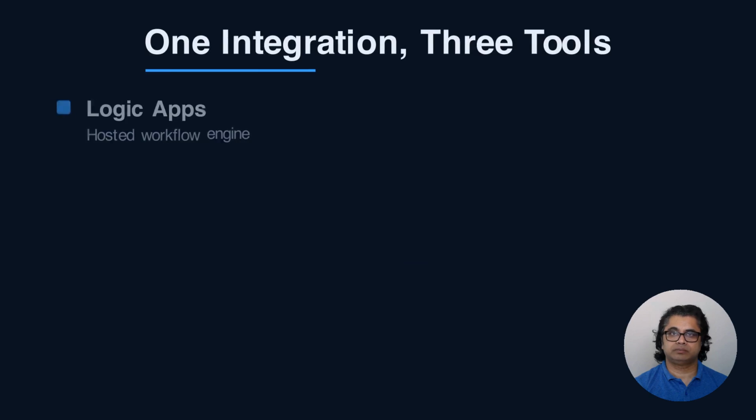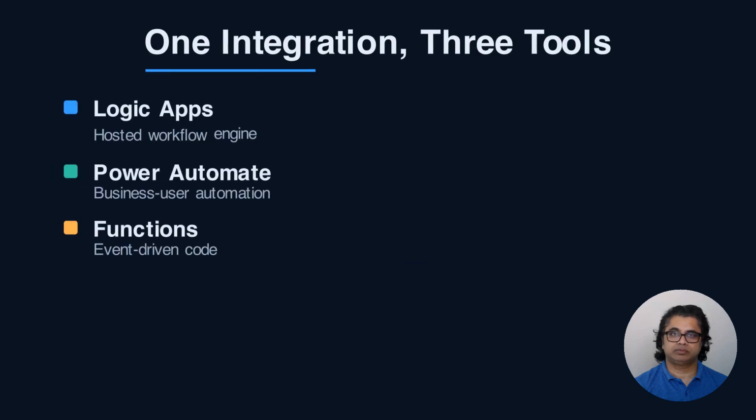Logic Apps, Power Automate, and Functions all run code or workflows in response to events, and they overlap enough that teams pick the wrong one constantly. In this video, I'll build one real integration end-to-end, an order fulfillment flow, and at each step, I'll show you which of the three to reach for and why. By the end, you'll have a decision rule you can apply on your own architecture without guessing, instead of forcing every problem into a single favorite service.